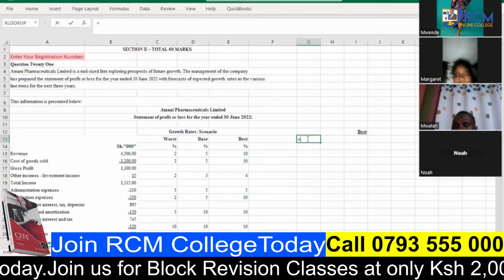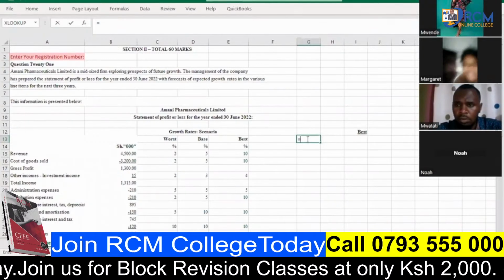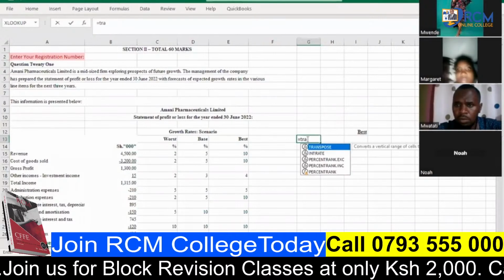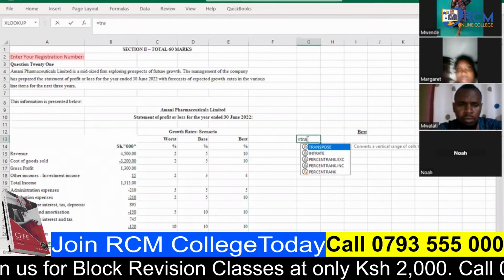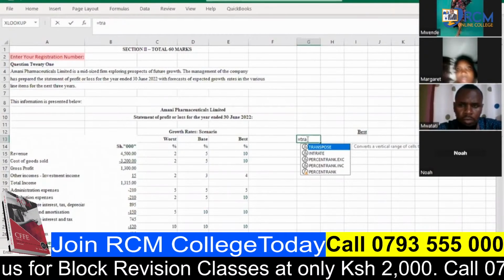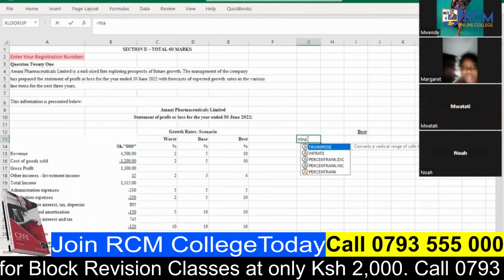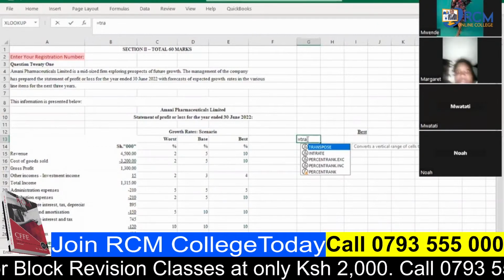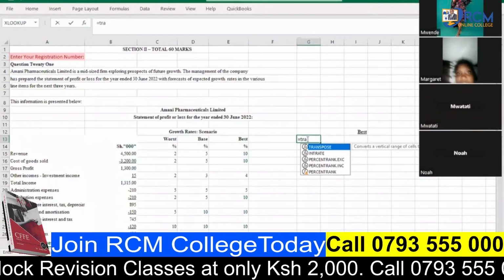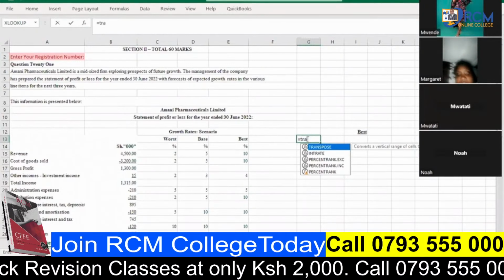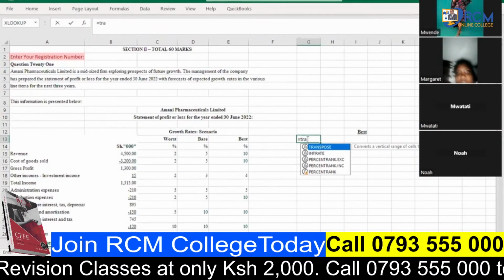Then let's get to TRANSPOSE. The new version of Excel has got transpose. So let's see, what does it say? Converts a vertical range of cells to a horizontal range or vice versa. So that one qualifies to be an array function.